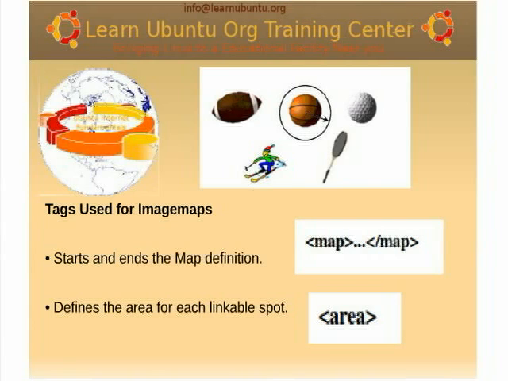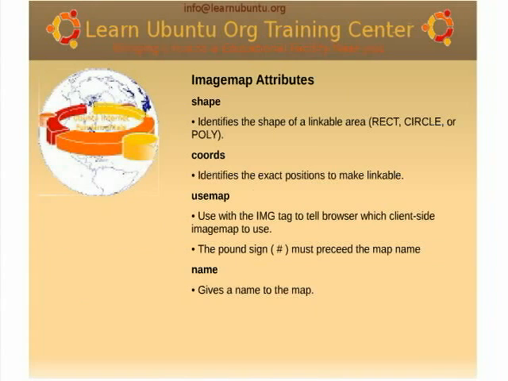Now, the image map attributes. First we have to specify the shape of the image map we're going to make, and that can be RECT for rectangle, circle for circle, or poly for polygon. We then also have to have the coordinates, which outline points along that shape that we use to create the map itself. And then the usemap attribute, which is used with the image tag, so the whole image doesn't just become a link. Portions of the image become a link.